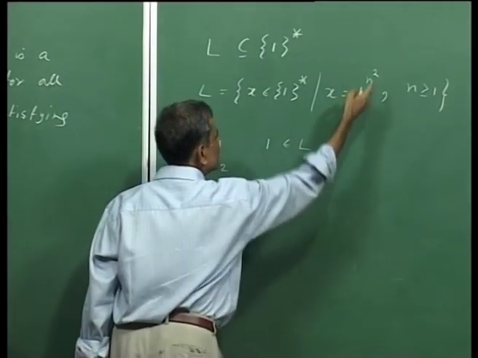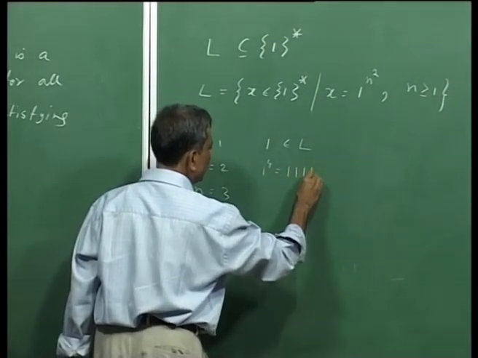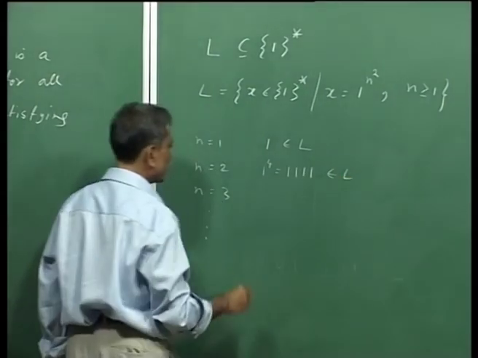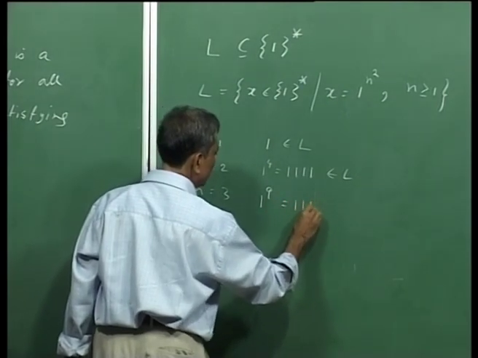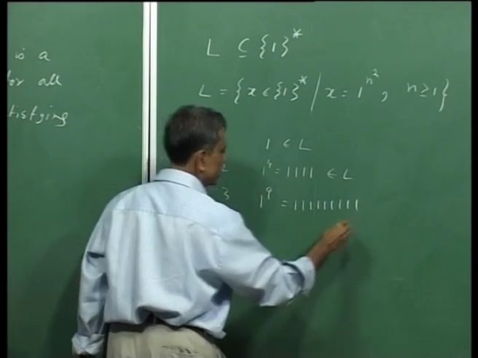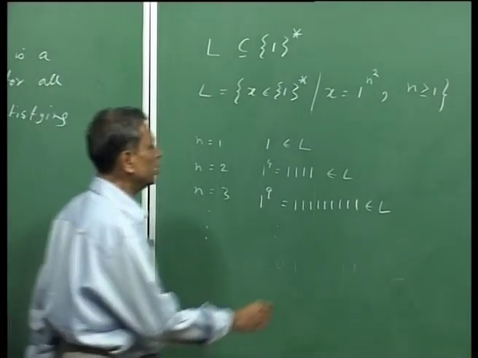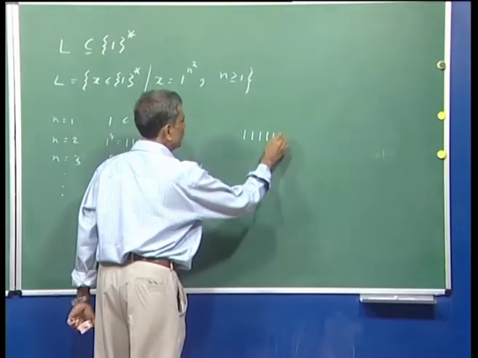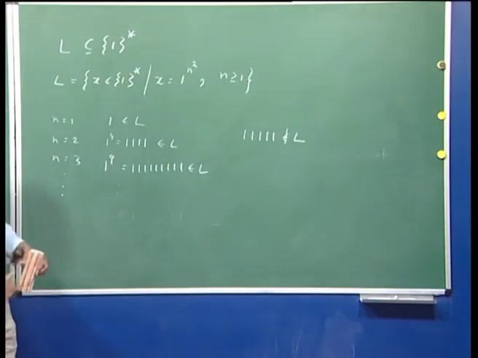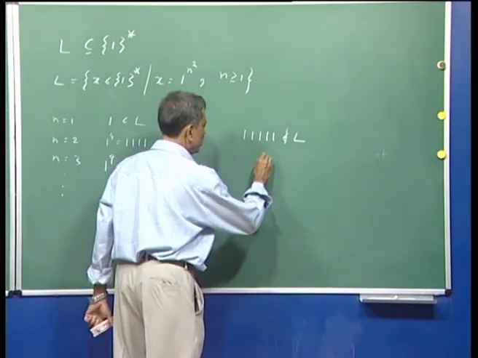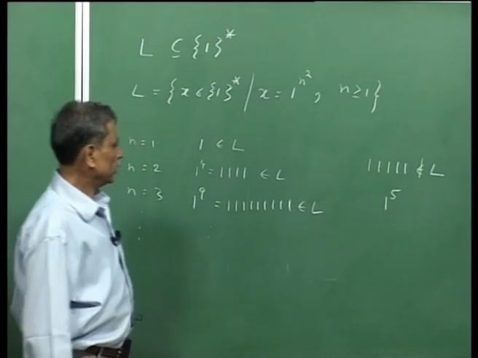When n equal to 2, then n squared is 4. So, there is 1 to the power 4, which is of course, concatenation of 4 ones, and this is also in the language L. And n equal to 3, this is 9. So, therefore, this is 1, 1, 1, 1, 1, 1, 1, 1, 1. This string is also in the language and so on. On the other hand, this string, just 5 ones, is not in the language L, because this is 1 to the power 5 and 5 is not a perfect square.